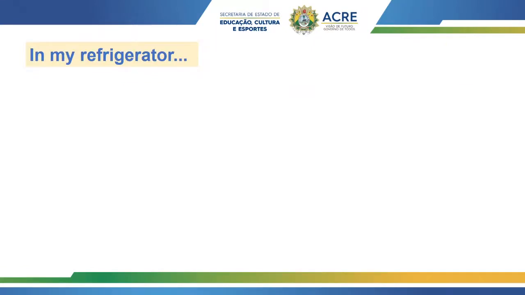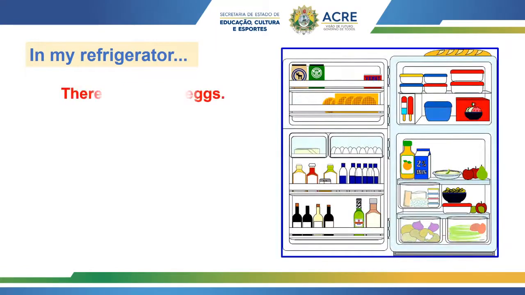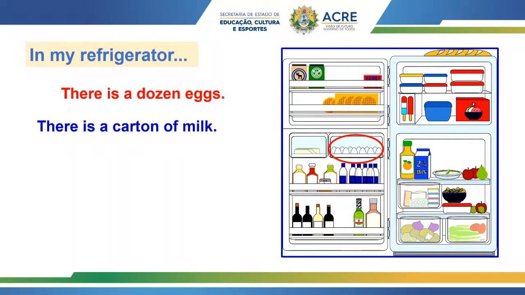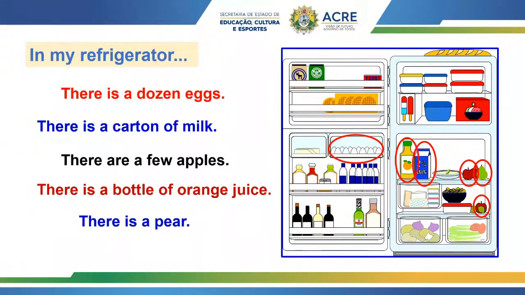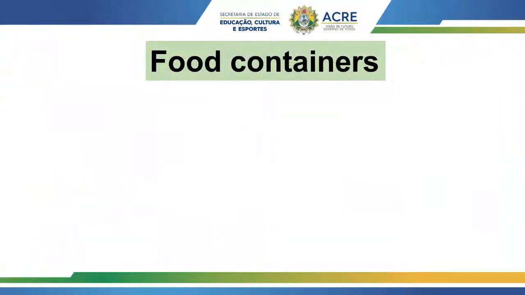In my refrigerator, there is a dozen eggs. There is a carton of milk. There are a few apples. There is a bottle of orange juice. There is a pear, etc. Okay, here we can see some new vocabulary.